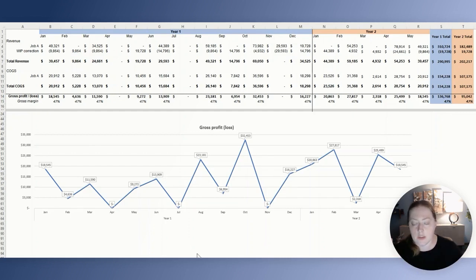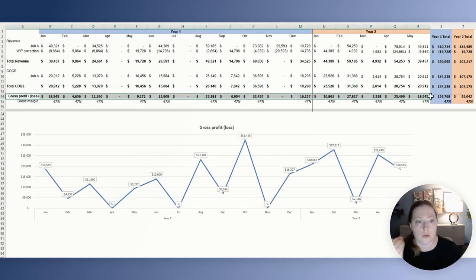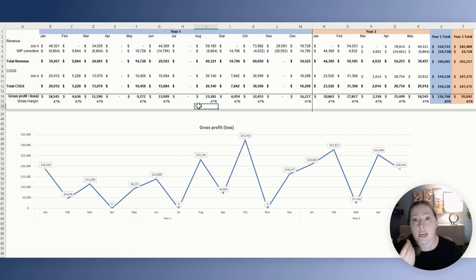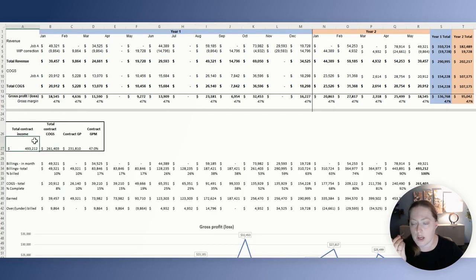You already see that even though the gross profit is going up and down, the reason is that we only have one job here. If we had more jobs, we would have activity in the months where it looks like there's none. So the up and down is because it's just one job. But you will notice that our gross profit never goes into the negative, because the job is making money.